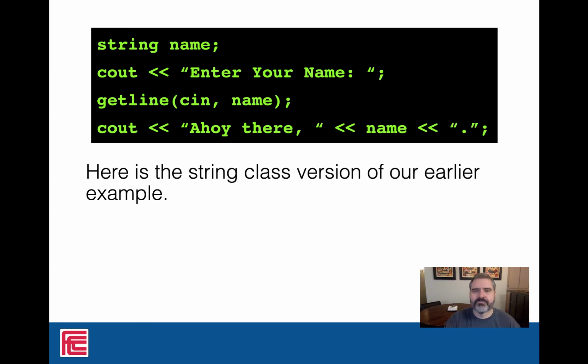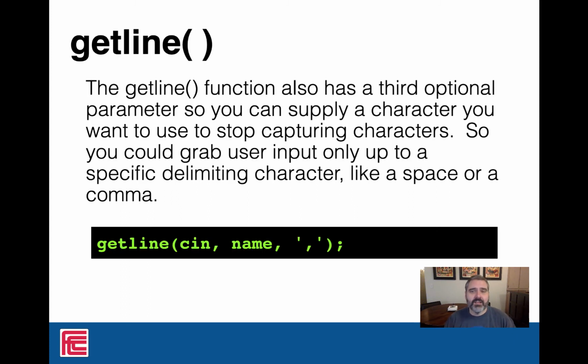So you're good to go. Now, Getline has a third optional parameter, which is actually the reason I like it, because eventually we're going to start talking about file I/O. And one of the most common ways of storing data in files is called a CSV file, comma-separated values file.